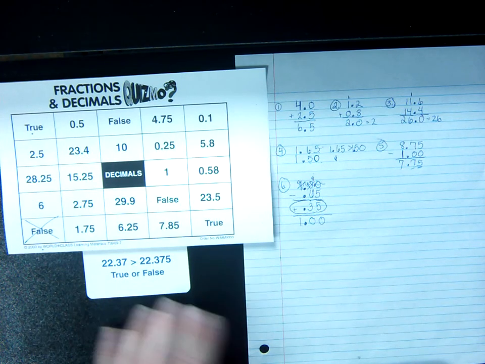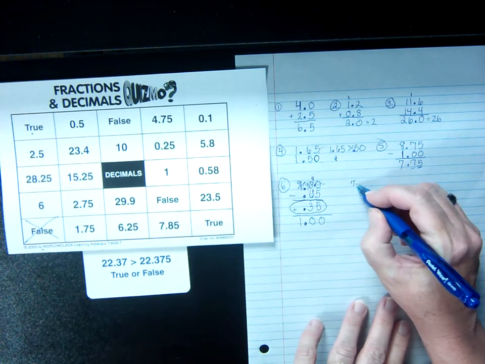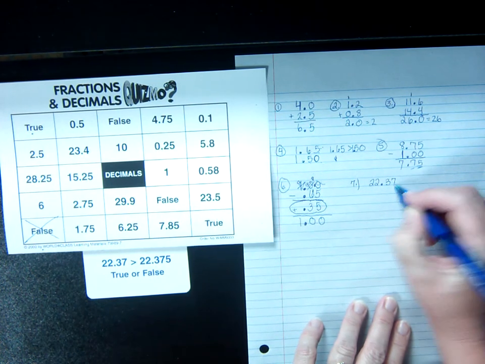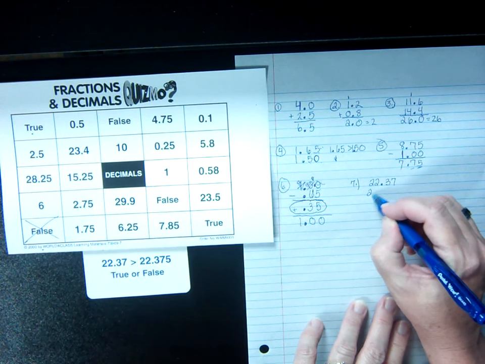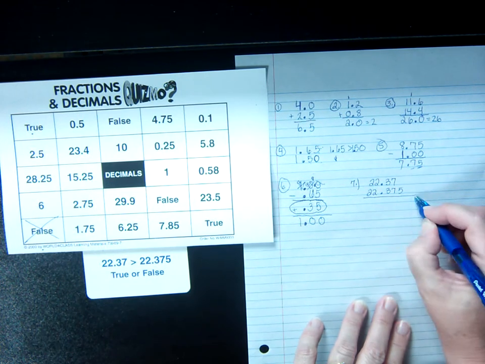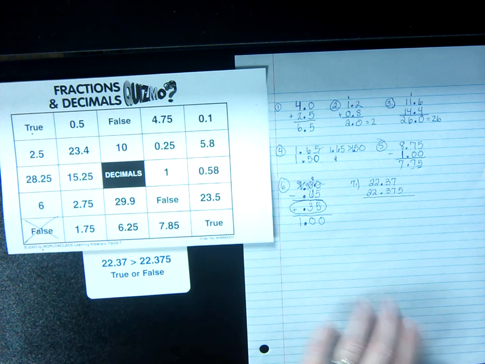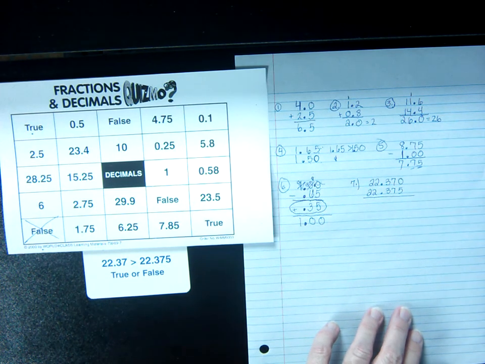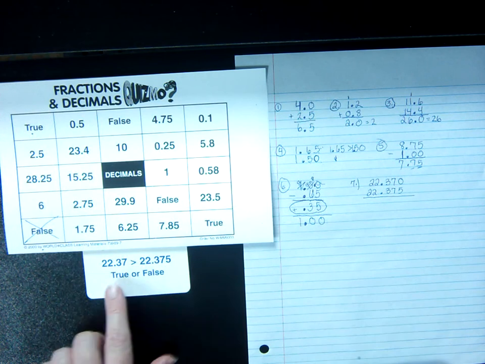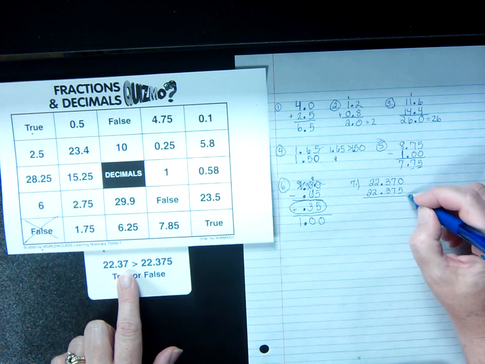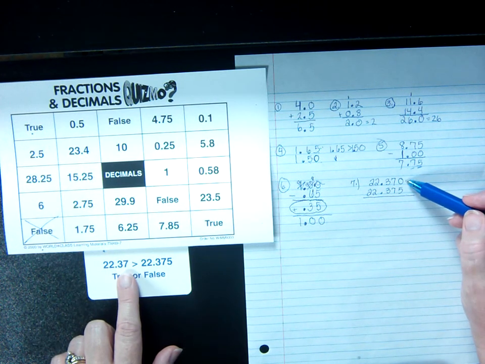True or false? Number 7. If I have 22 and 37 hundredths, and I'm comparing it with 22 and 375 thousandths. Compare them. I'll say it again. We want to put a 0 here, and that way we can compare these numbers. Now this is saying 22 and 37 hundredths is greater than the bottom. So we want to find out if this top number is greater than the bottom.